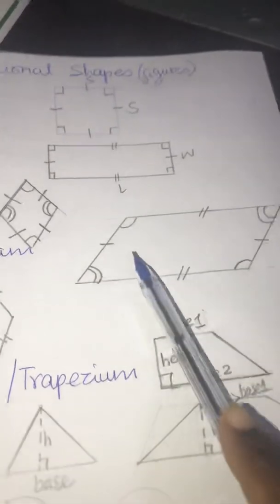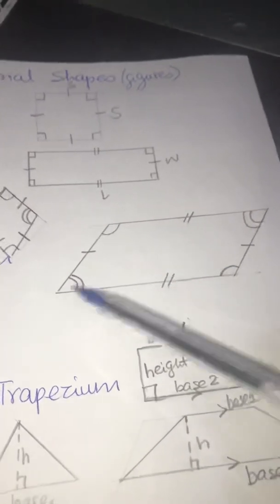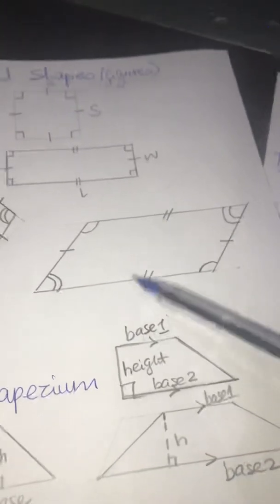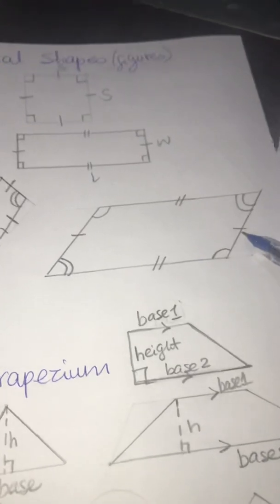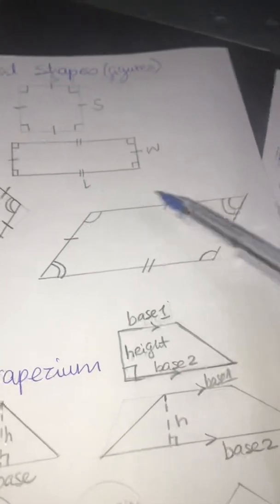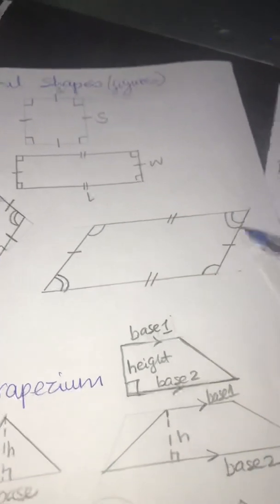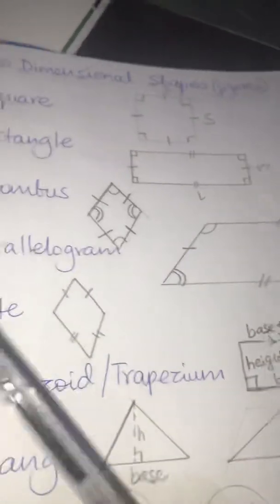With the parallelogram, you have 4 angles. The opposite angles are congruent. The opposite sides are congruent. Okay. Even here, the angles cannot be 90 degrees. There can be any other number, but not 90 degrees.